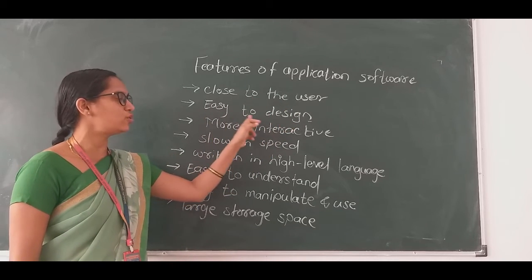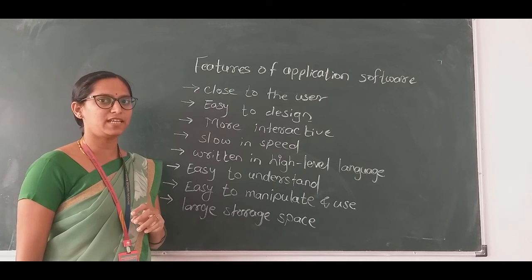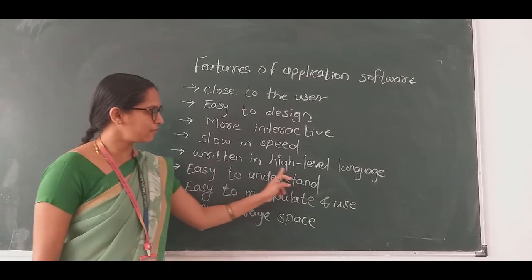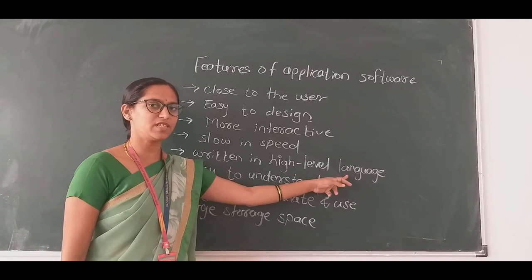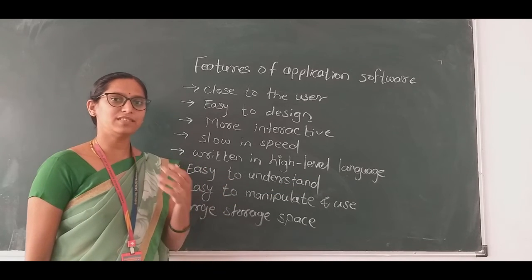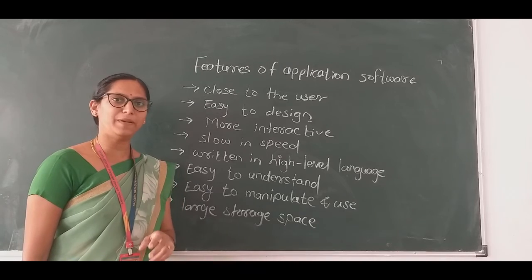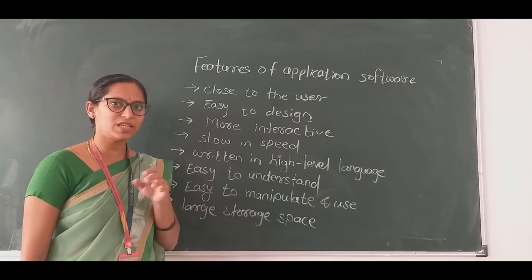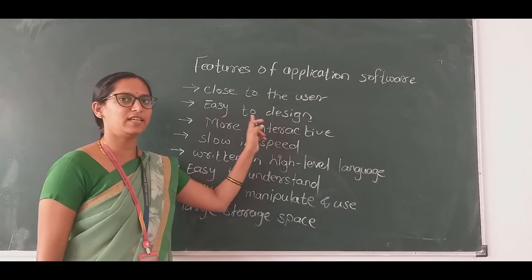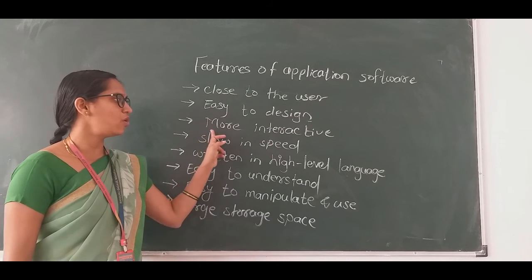Next one is easy to design. As compared to system software, it is easy to design. Why? Because they are using high level languages. Which languages? Like C, C++, VB, .NET, PHP. Those languages are syntactically easy to understand, easy to implement, easy to design. That's why using those high level languages, application software is easy to design. Next one is more interactive.